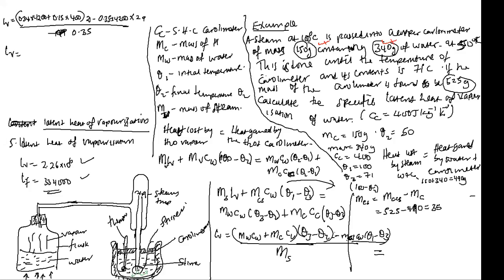Teacher, 35 divided by 1000 is 0.035. Hey, yeah, you're right. Include it and then we see the answer. It's 2.59... 2.2 times 10 power 6. And remember, the exact one is 2.26 times 10 power 6.